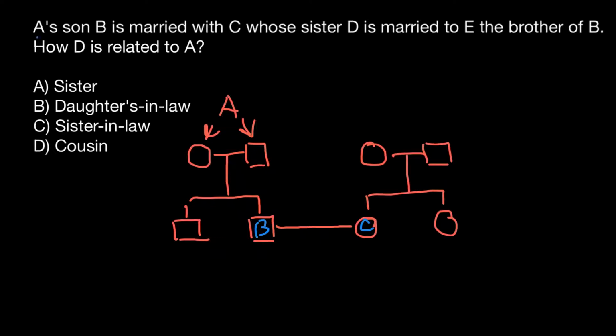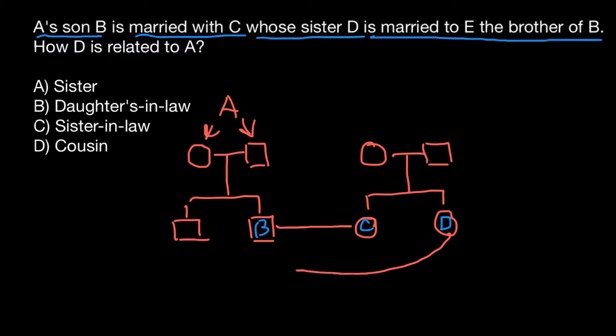So A's father B is married with C, whose sister D, so C has a sister D, is married to E, the brother of B. So E has to be this person. So again, what do we see here?